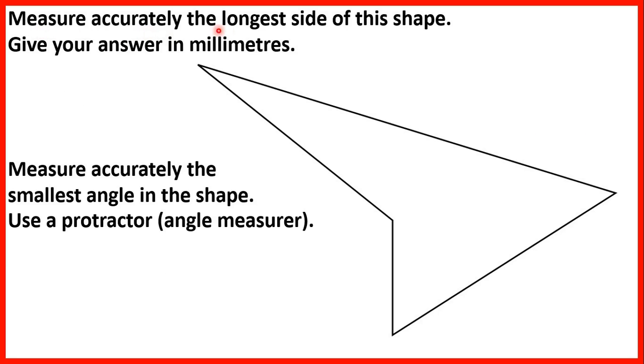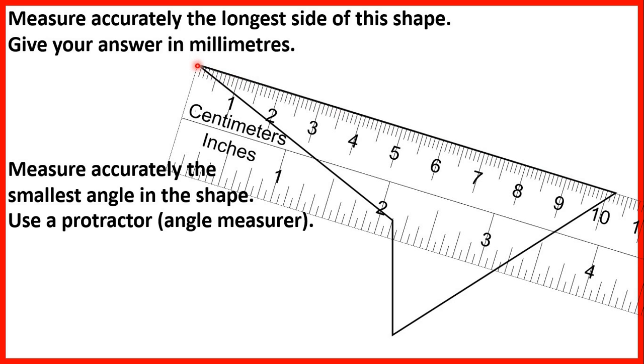Measure accurately the longest side of this shape. Give your answer in millimeters. So the longest side will be this side here, and what we can do is line up our ruler so that we have the 0 point on the ruler lined up with the end of the line. And then we look to the other end of the line and we can see that it's 10 and then 2 more of these little lines. So that's 10.2 centimeters or 10 centimeters and 2 millimeters.